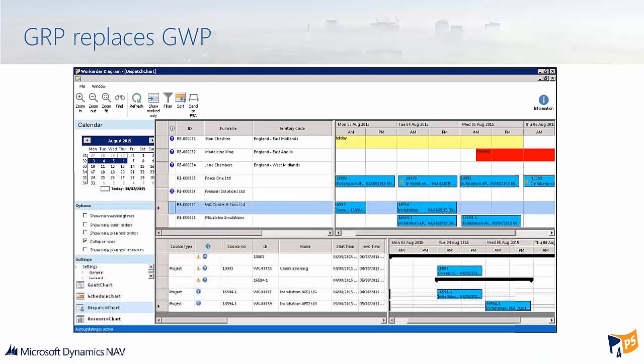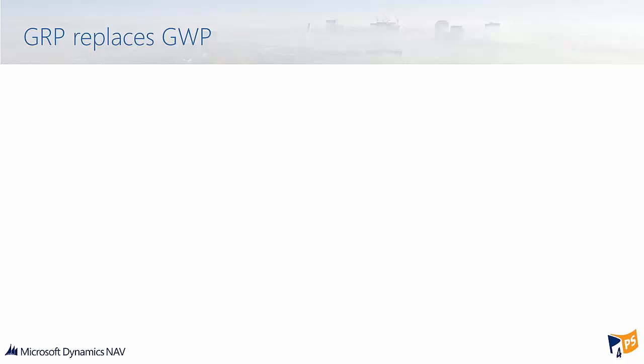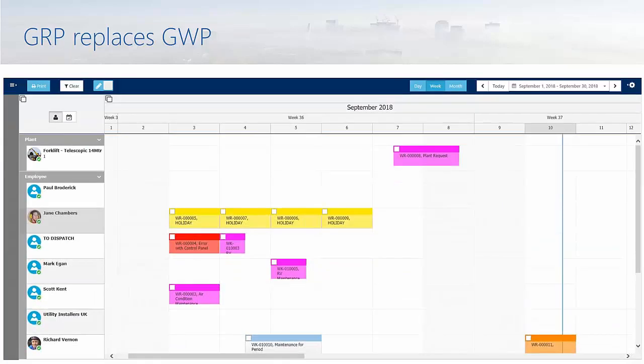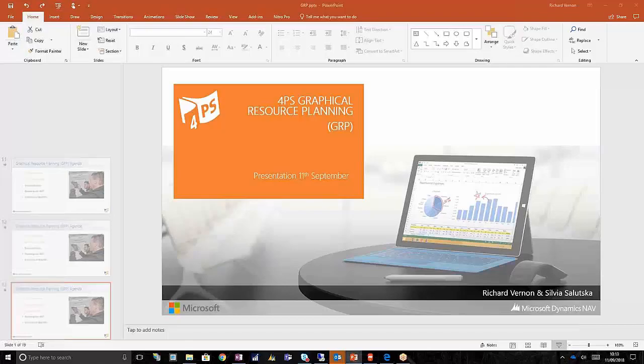So this is what the GWP looked like. You can see it's a little bit old-fashioned, and this is what the GRP looks like. It's a bit more of a modern interface. And like I say, most importantly, you can run it through the web, so you can run it from anywhere really, as long as you've got your permissions to run it, and you don't need any local install. It's really good. So if we crack on with a demonstration of the GRP.